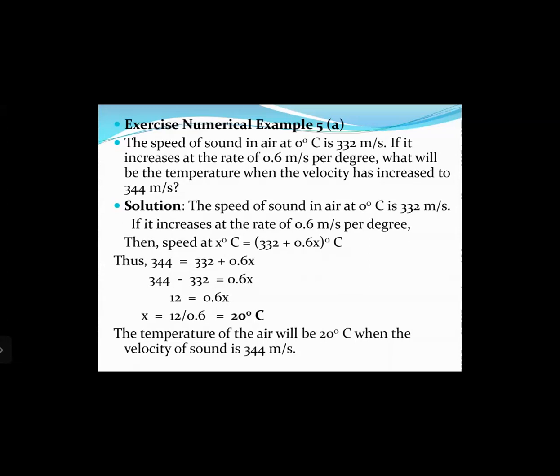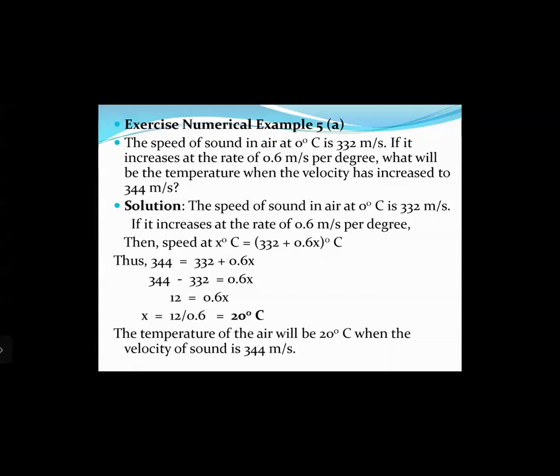Okay, that will be 332 plus 0.6 times degree Celsius. Thus, 344 equals 332 plus 0.6x. So we can calculate this. We can take the numbers on one side. So 344 minus 332 equals 0.6x, and 344 minus 332 is 12. So we can say 12 equals 0.6x. Therefore, we get x equals 12 divided by 0.6. That comes down to 20 degrees Celsius, right?